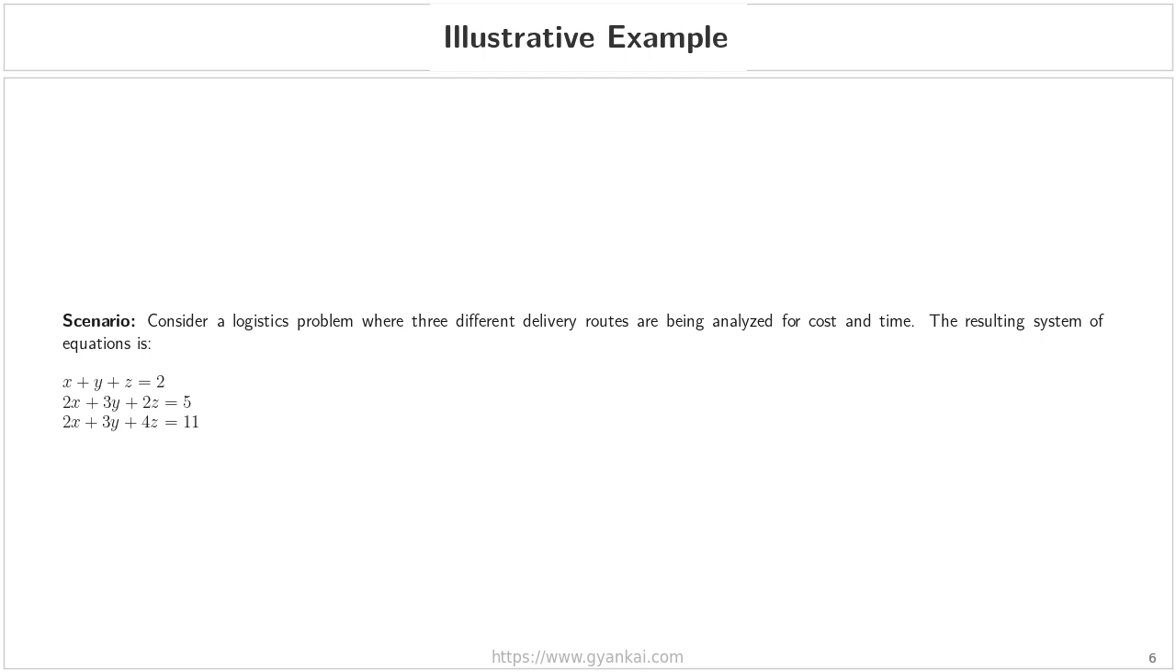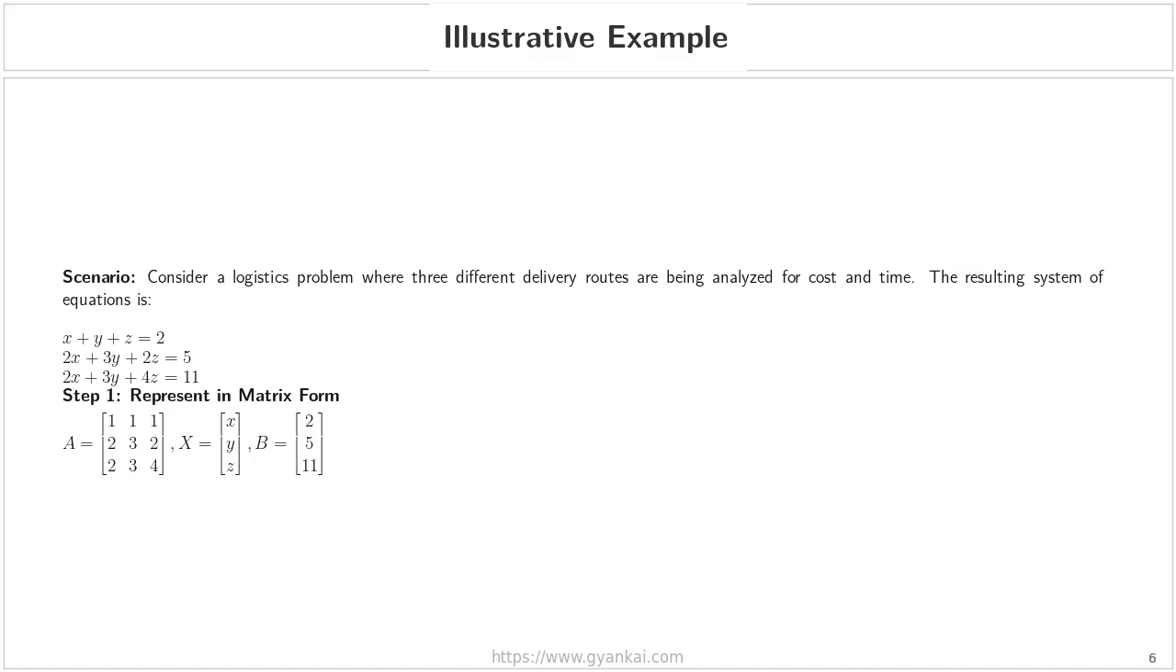equals 11. To begin our analysis, following the procedure we just discussed, step 1 is to represent this system in matrix form. We define our coefficient matrix A with the first row being 1, 1, 1, the second row being 2, 3, 2, and the third row being 2, 3, 4. Our variable matrix X contains x, y, and z, and our constant matrix B is 2, 5, and 11.